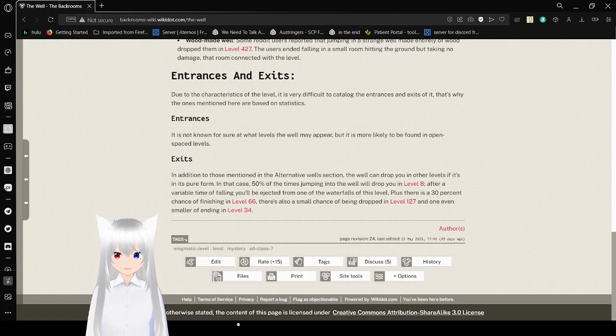Exits. In addition to those mentioned in the alternative well section, the well can drop you in other levels if it's in its pure form. In that case, 50% of the time jumping into the well will drop you in level 8. After a variable time of falling, you'll be ejected from one of the waterfalls of this level. Plus, there is a 30% chance of finishing in level 66. There is also a small chance of being dropped in level 127, and one even smaller of landing in level 34.